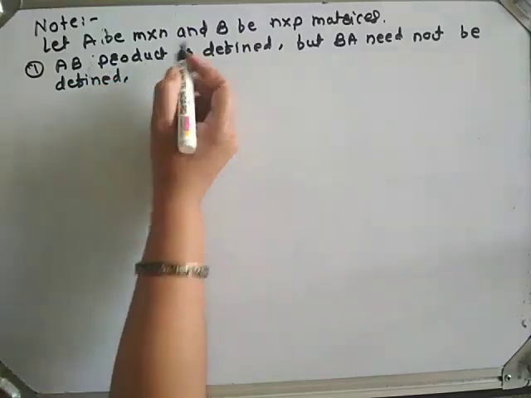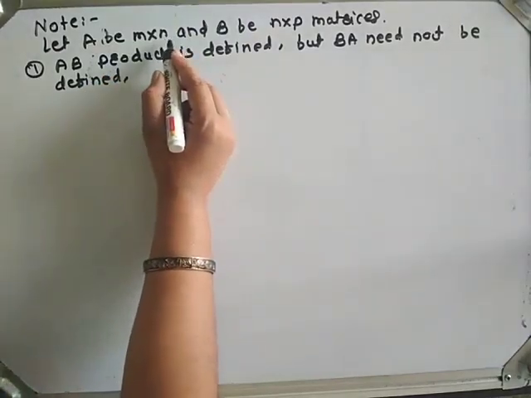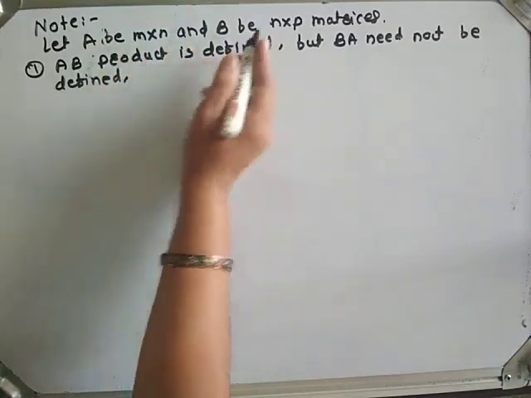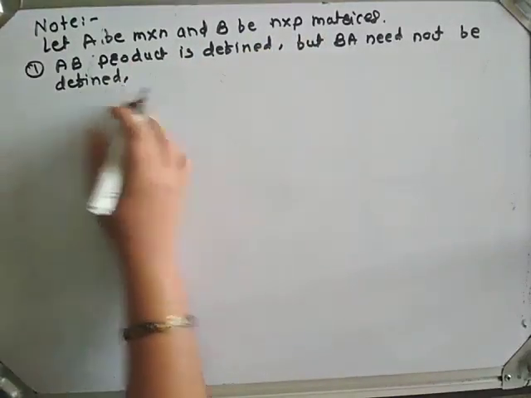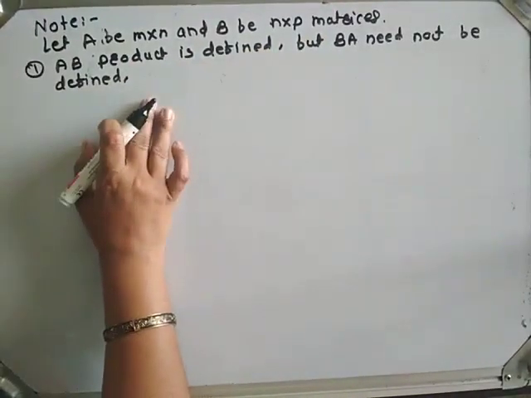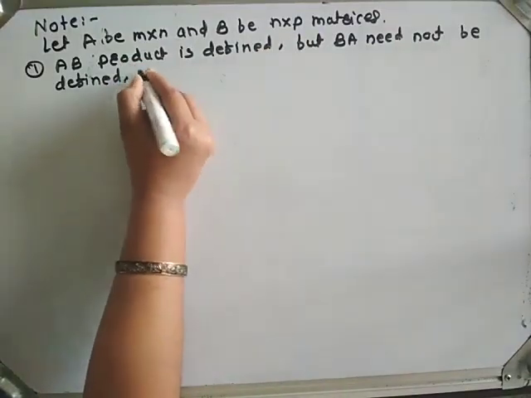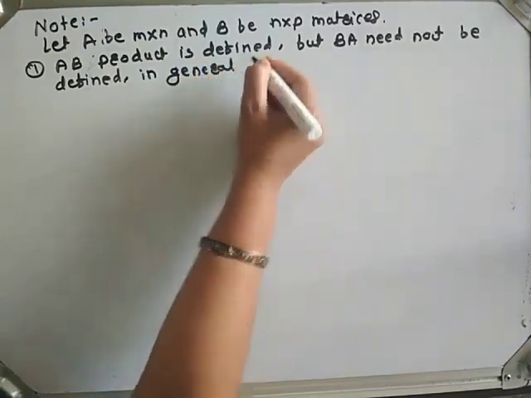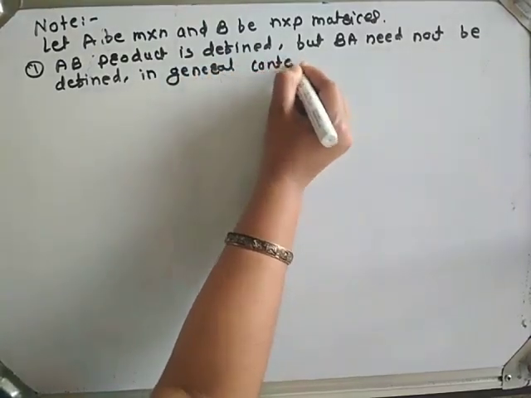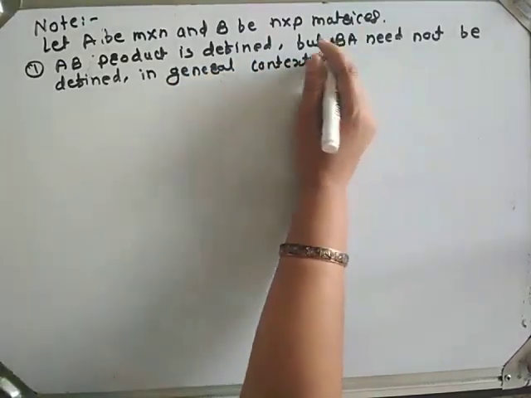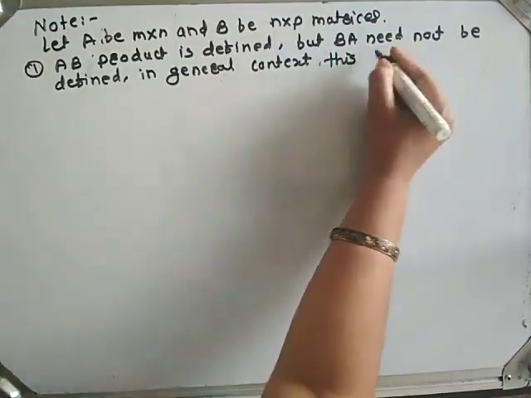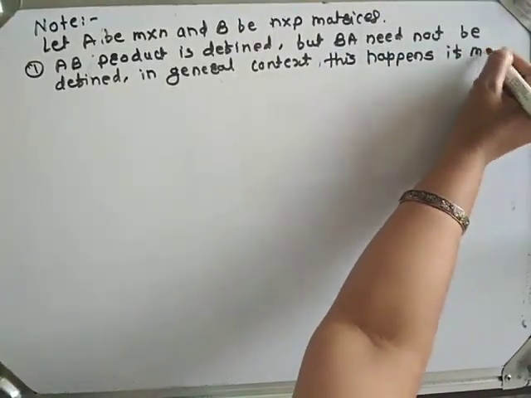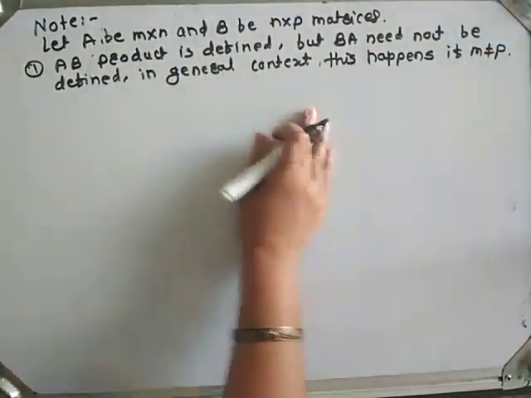Why is this? Because n is not equal to m, or m is not equal to p. BA need not be defined in general. This happens if m is not equal to p.